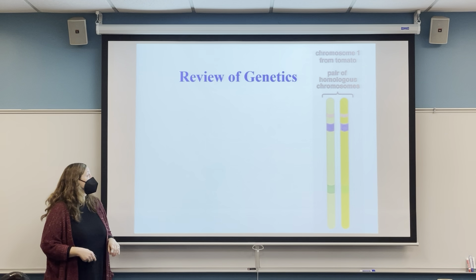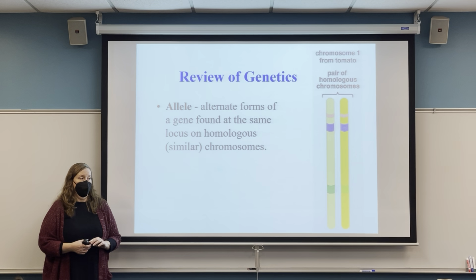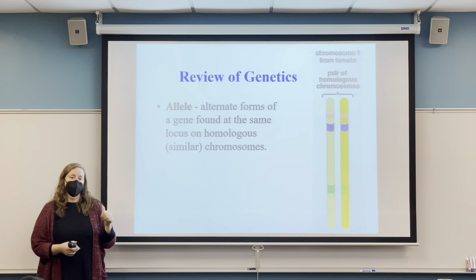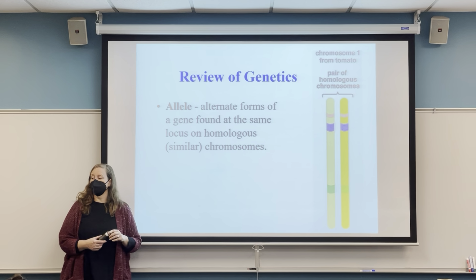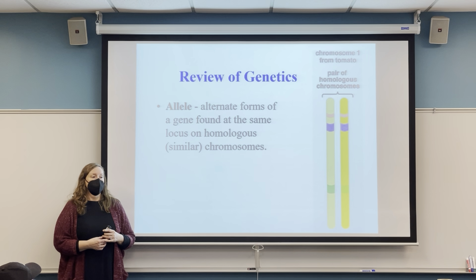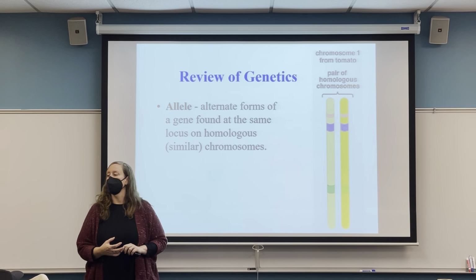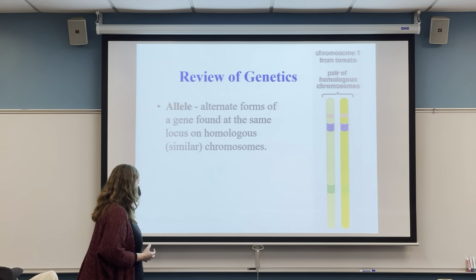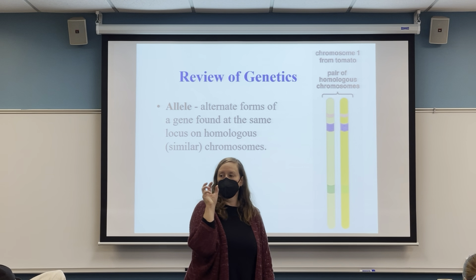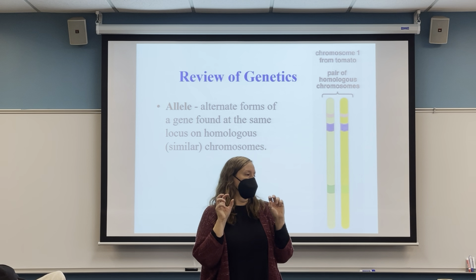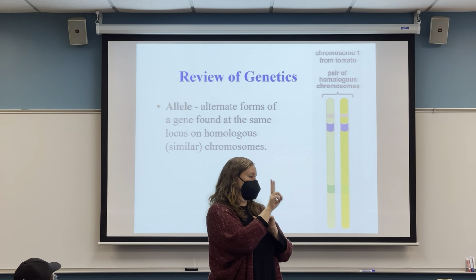So a little review of genetics. An allele is an alternate form of a gene. So the gene is eye color, the alleles are brown, green, hazel, blue. When we take a look at our chromosomes in humans, in all of our cells, with the exception of our sperm cells and egg cells, humans have 46 chromosomes in each cell. You have 46 chromosomes because you've got 23 from your biological father, from the sperm, 23 from the biological egg. 23 plus 23 make 46.